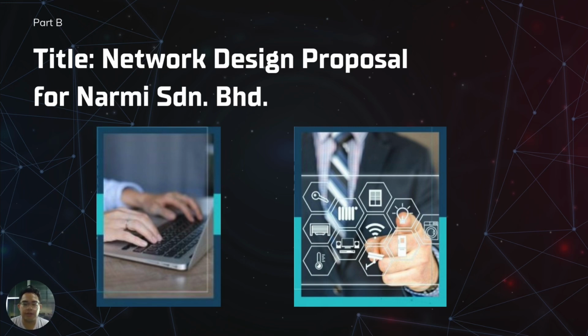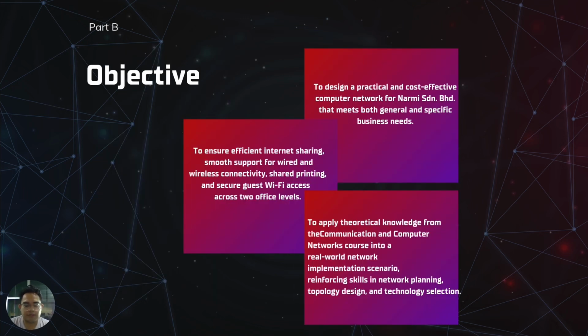Now we are entering Part B of the project for Communication and Computer Network, which is the implementation of a network design proposal for Normies Sdn Bhd. The objectives are as follows: to apply theoretical knowledge from the communication and computer network courses into a real-world network implementation scenario; to design a practical and cost-effective computer network for the company that meets both general and specific business needs; and to ensure efficient internet sharing, smooth support for wired and wireless connectivity, shared printing, and secure guest Wi-Fi access across the two office levels.